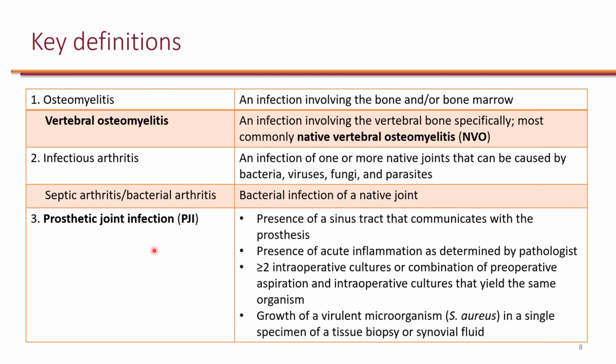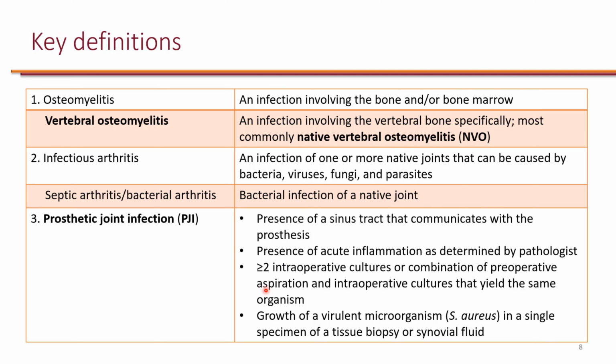And lastly, prosthetic joint infection is the infection of a prosthetic joint, and its diagnosis depends on presence of a sinus tract that communicates with the prosthesis, as well as the presence of acute inflammation, and at least 2 intraoperative cultures or a combination of preoperative aspiration and intraoperative cultures that yield the same organism. Now, if instead of 2 cultures, only 1 culture grows an organism, but it is a virulent microorganism such as Staph aureus, that also constitutes diagnosis of prosthetic joint infection.